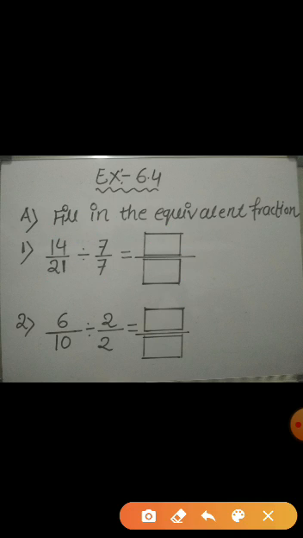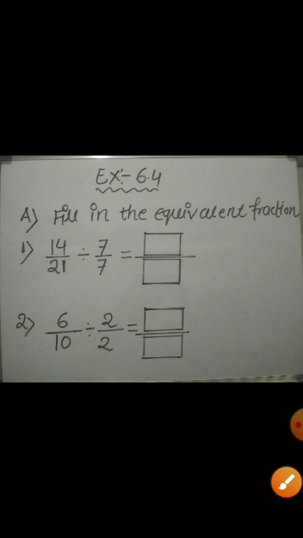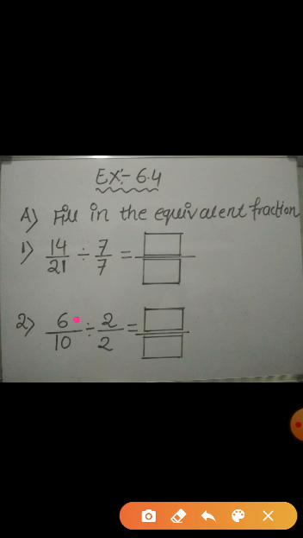Now see the second example. Here the fraction is 6 upon 10. Now which is the common factor of 6 and 10? 2 is the common factor. 2 3s are 6 and 2 5s are 10, right? So here we are going to divide both numerator and denominator by the same number, that is 2. When we divide 6 by 2, we will get 3, and when we divide 10 by 2, we get 5. Hence, 3 upon 5 is the equivalent fraction of 6 upon 10.